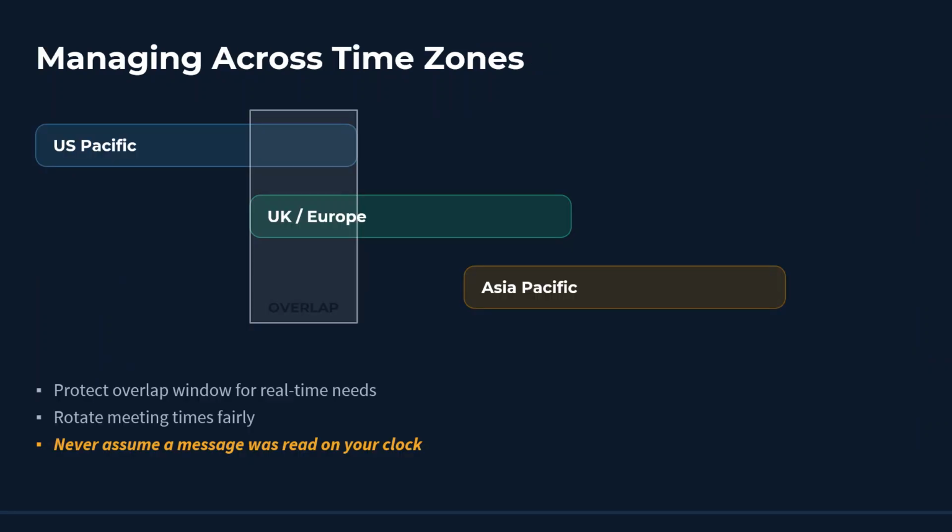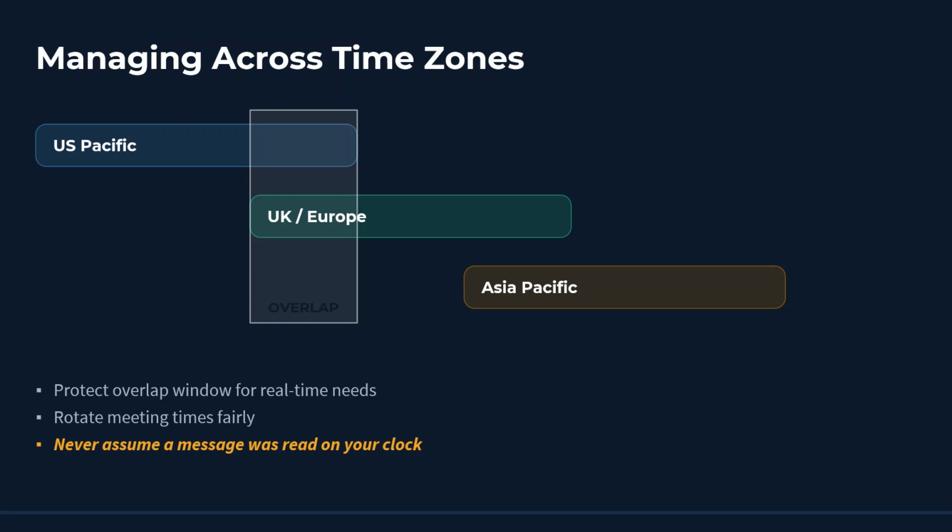Time zone management is a logistics challenge with a human solution. Map your team's working hours and identify the overlap window, which is the hours when everyone is online simultaneously. Protect that window for conversations that genuinely require real-time participation. Brainstorming, conflict resolution, complex technical discussions. Everything else should be time zone agnostic, meaning the work can proceed without everyone being online at the same time.